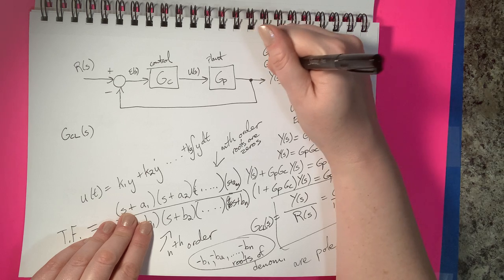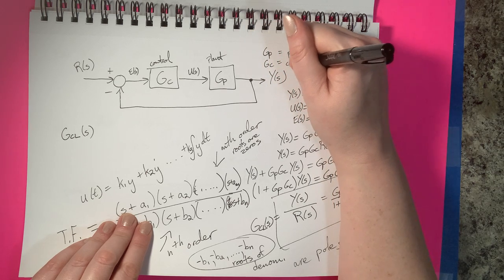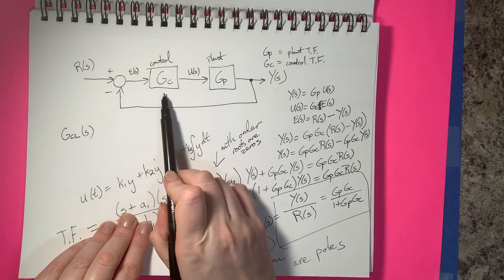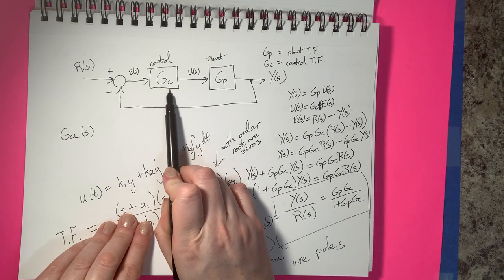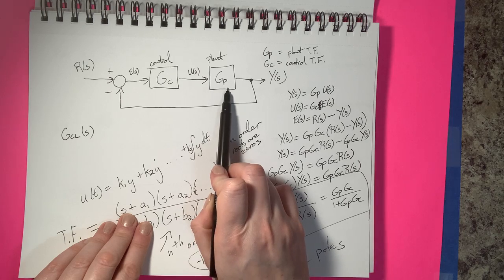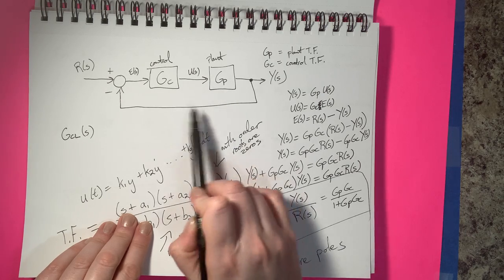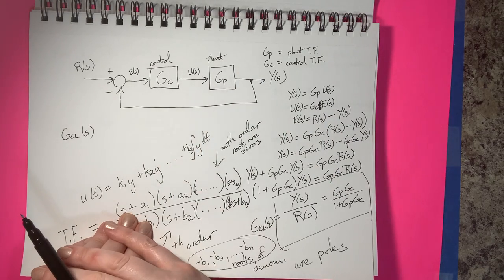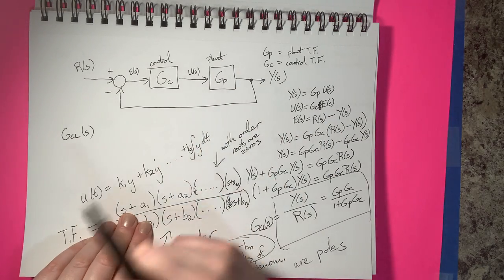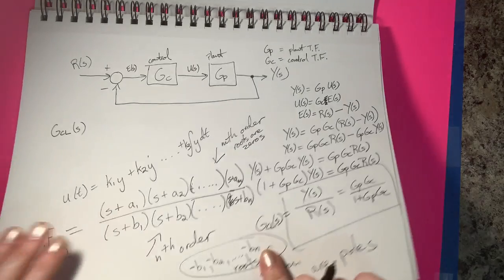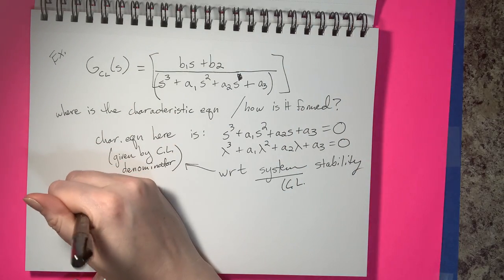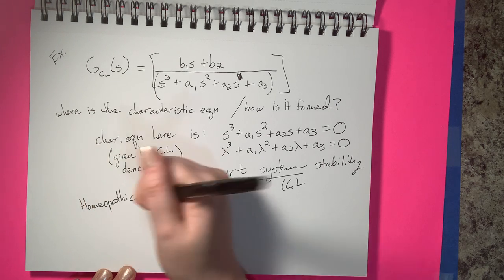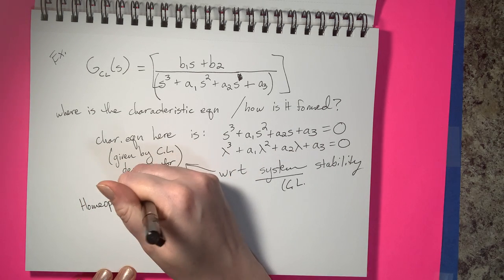GC equals the control transfer function. We could have an unstable control. We can have an unstable plant. We can have that scenario produce a stable system. Isn't that interesting? That actually has a name, and that's actually called homeopathic stability. We'll talk a bit more about that next time.